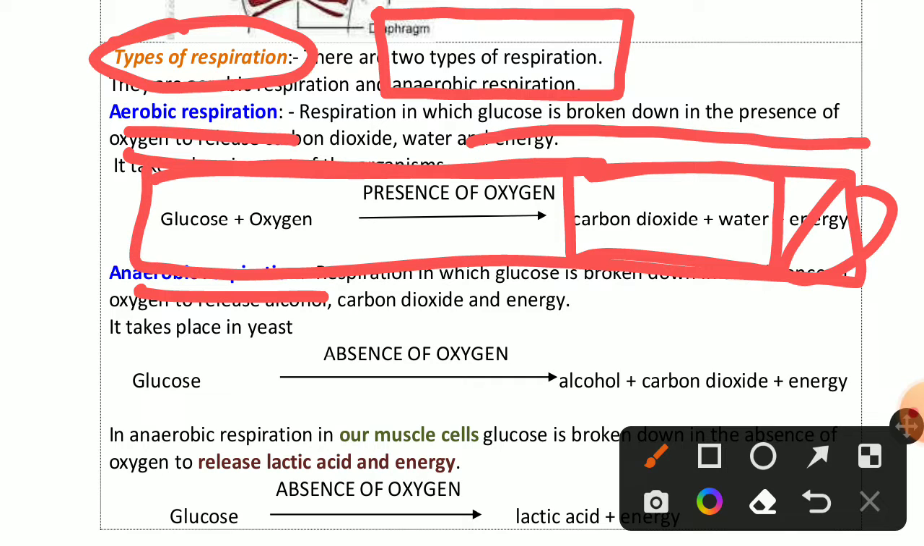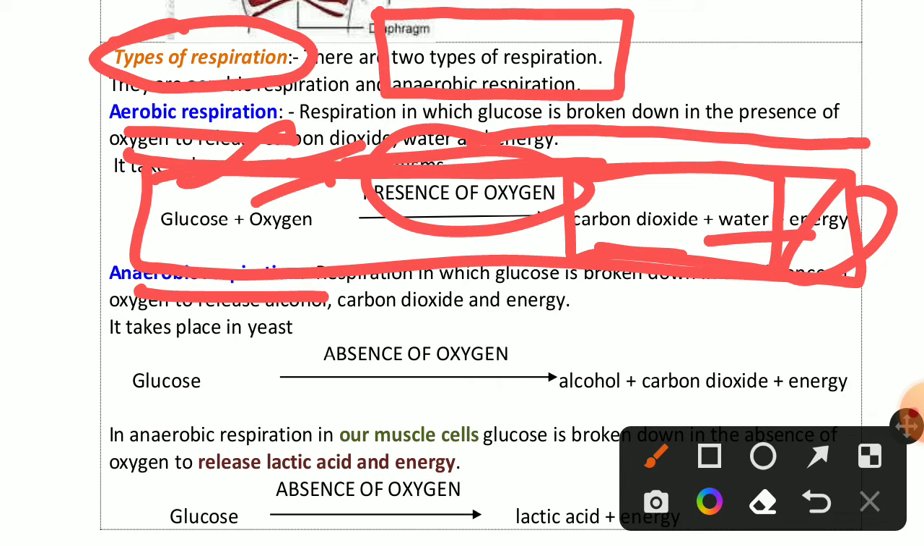This is the formula by which aerobic respiration takes place. Food is broken down into glucose. Glucose and oxygen, in the presence of oxygen, give the result: first carbon dioxide and water, and then, at last, energy.